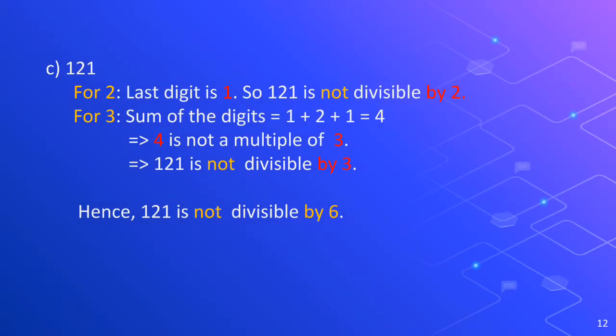Third sum, 121. Here, last digit is 1. It's not an even number. So, it is not divisible by 2. For 3, sum of the digits 1 plus 2 plus 1. You are getting 4. 4 is not a multiple of 3. So, 121 is not divisible by 3. Here, we are getting 121 is not divisible by 2 and also 121 is not divisible by 3. Both the cases are false. So, we conclude that 121 is not divisible by 6.